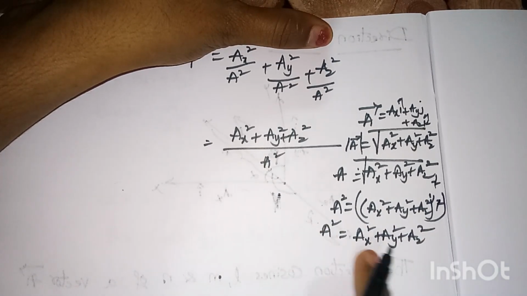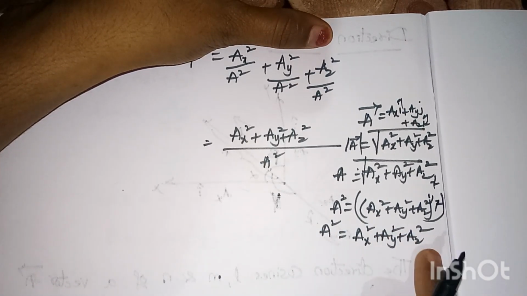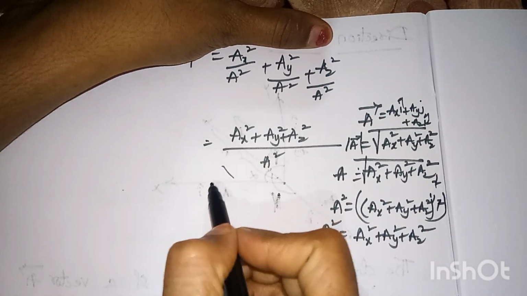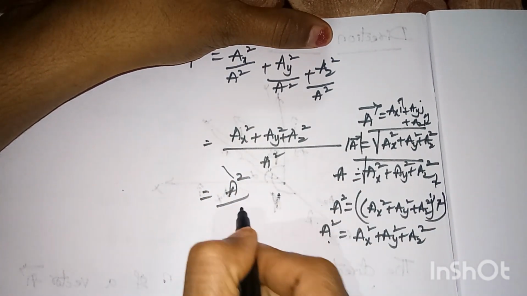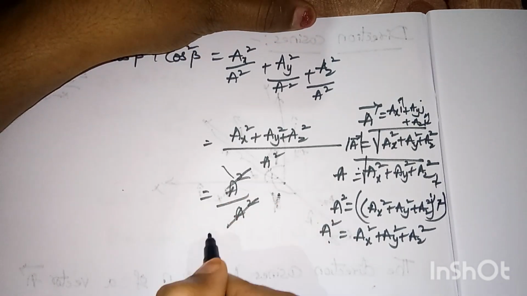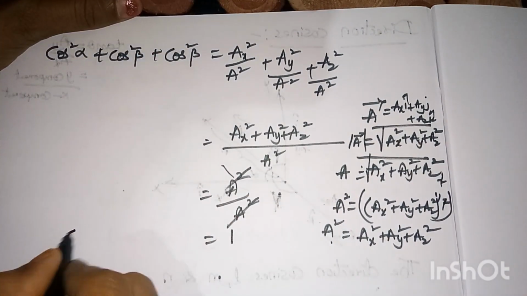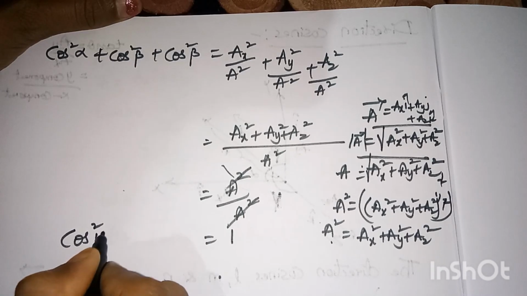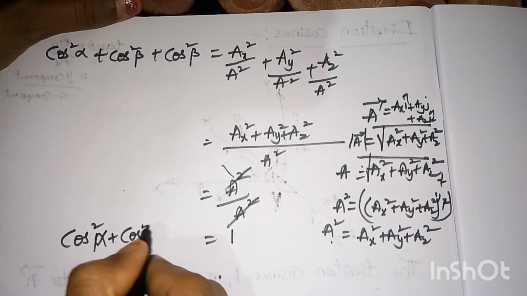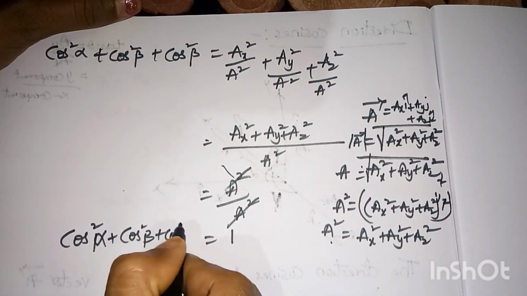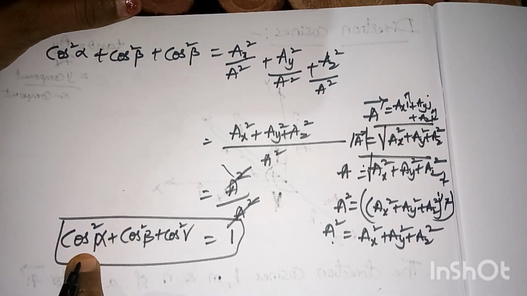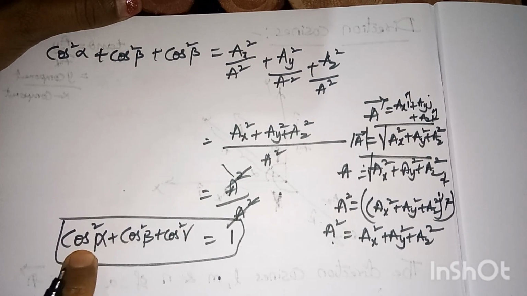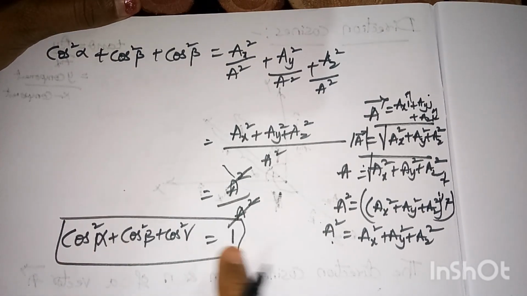So you can write ax square plus ay square plus az square as a square. So a square by a square, I am replacing this with this. A square will be cancelled, so cos square alpha plus cos square beta plus cos square gamma is 1. So sum of squares of cosines of angles is equal to 1.